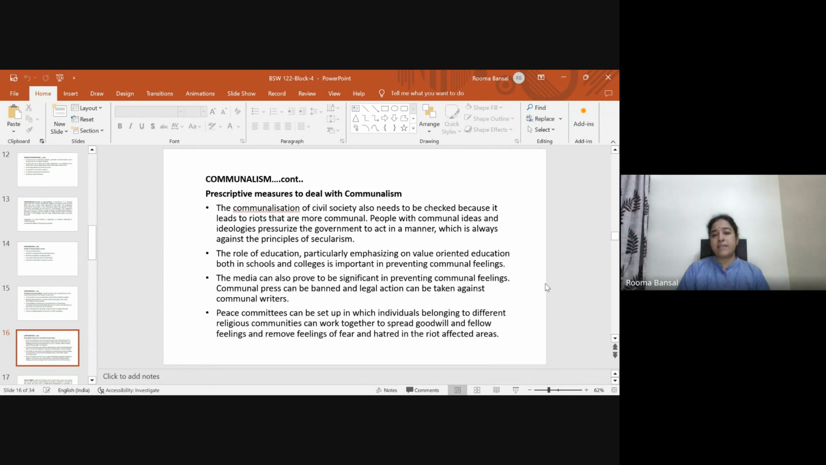Next, peace committees can be set up in which individuals belonging to different religious communities can work together to spread goodwill and fellow feelings and remove feelings of fear and hatred in the riot affected area. Whenever we see any sort of riot or fight between communities, generally government organizations or government officers try to contact the religious leaders and ask them to appeal to people of their community to maintain the decorum, to maintain the peace. Why? Because religious leaders are very influential people. So peace committees can be set up with the help of these kind of religious leaders.